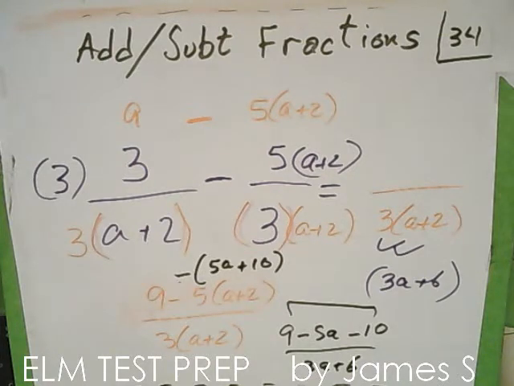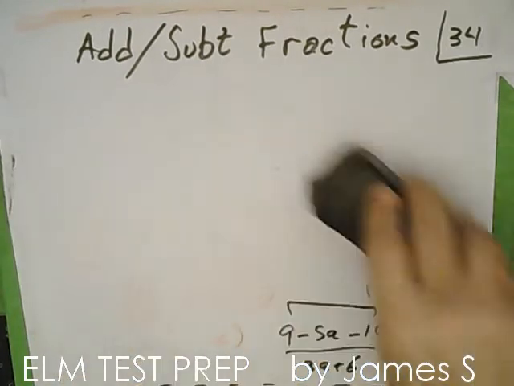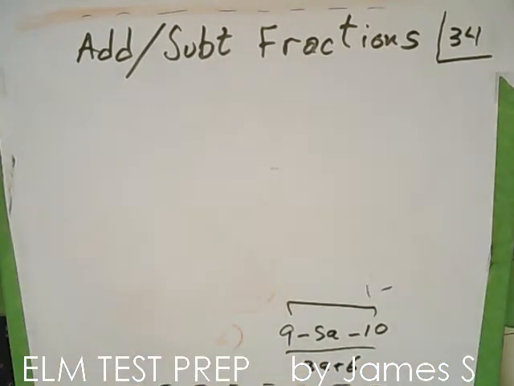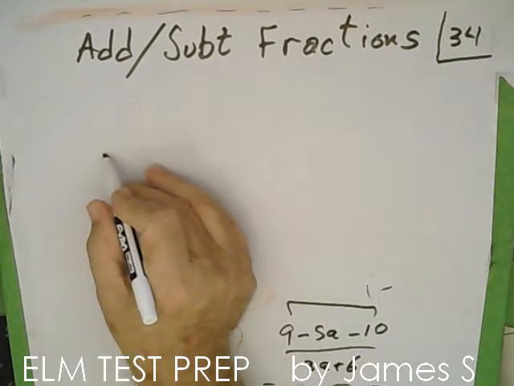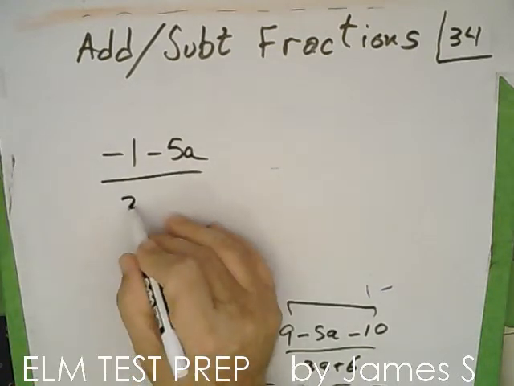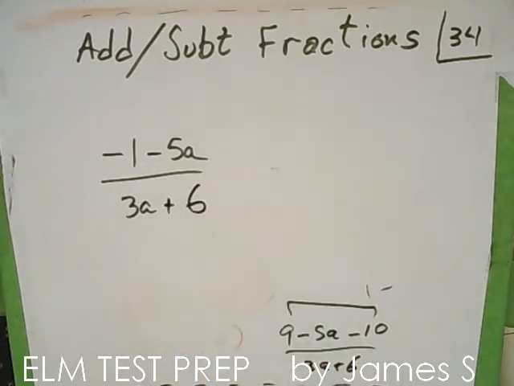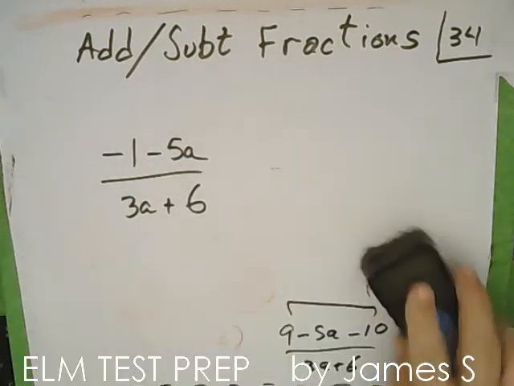So my final answer on this, and it's getting real busy here. This kind of problem is going to take you a little time, so if you don't see it right off, you might want to skip it and come back to it. So the final answer is minus 1 minus 5a all over 3a plus 6. Sorry about that. All right, just combining the 9 and the 10 for a minus 1, bringing the minus 5a up.